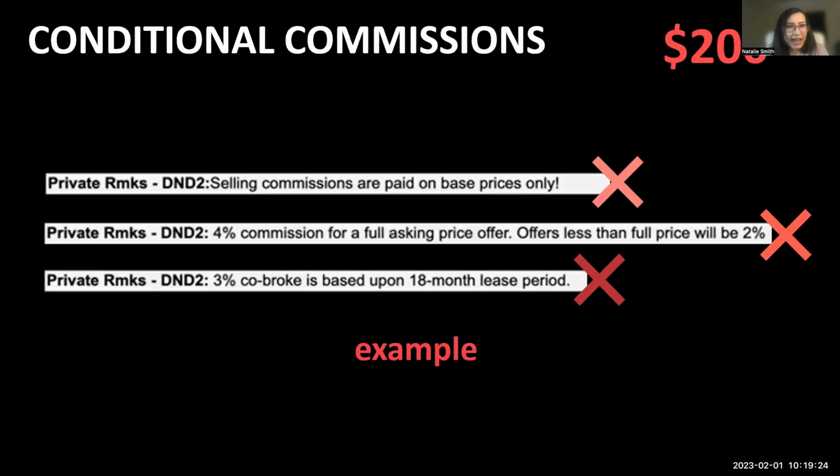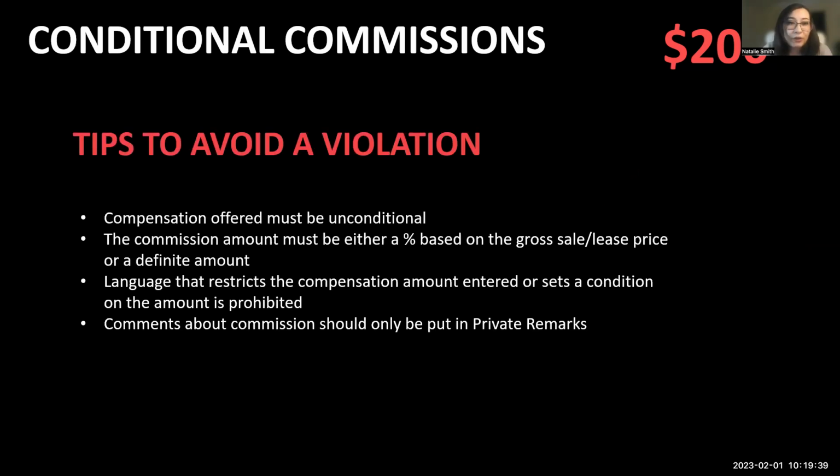Now, the last one that I have, the conditional commission comments. You just have to know that commission amounts cannot be based on any certain conditions that you might have for the sale. So this one is a $200 violation, and simply just know that it cannot be based on any certain conditions that you have. When you're entering a listing, you can choose whether the commission amount is a percentage based on the sale, or if it's like a whole dollar amount. But just note that it can't be based on any certain conditions.